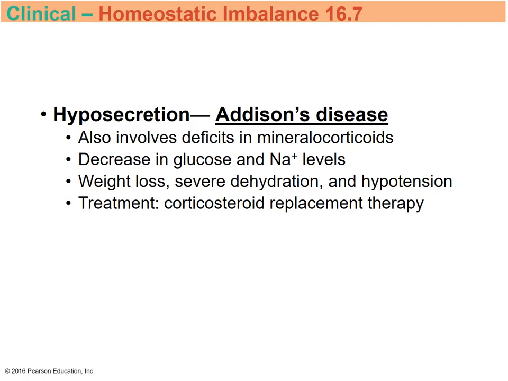Hyposecretion is what is known as Addison's disease. You end up with a decrease in glucose and sodium levels. You usually get weight loss, severe dehydration. Hypotension is low blood pressure. And so the treatment is going to be replacement therapy.